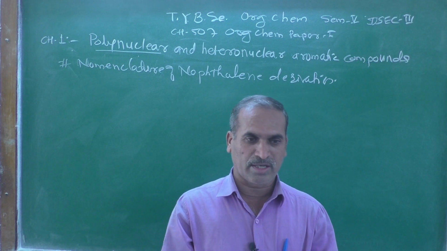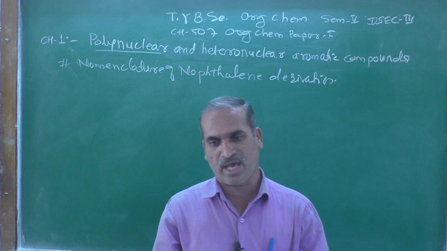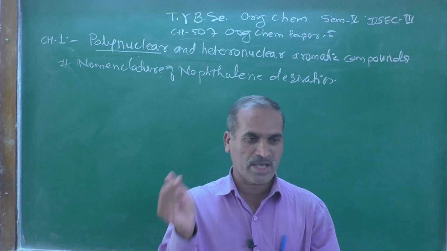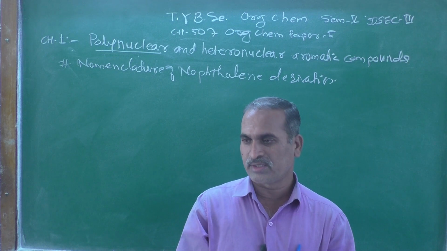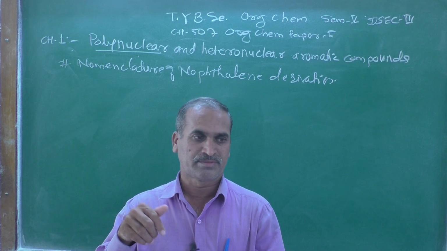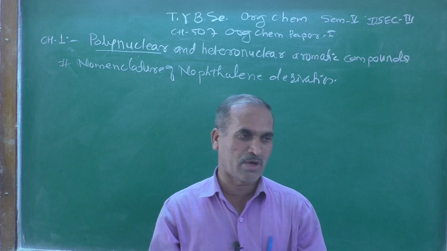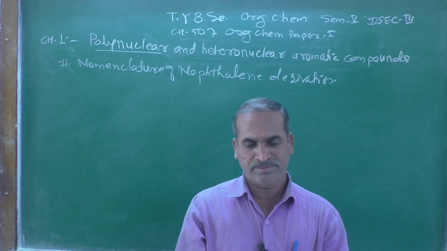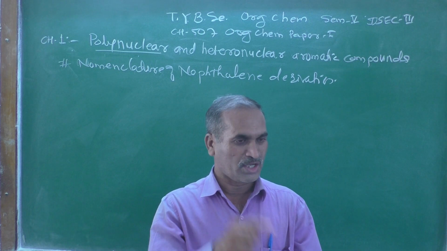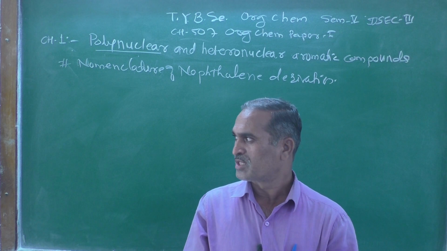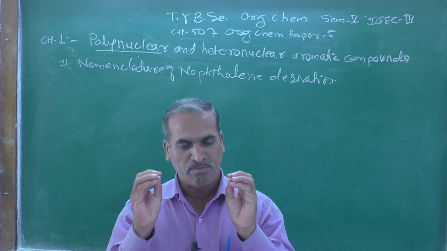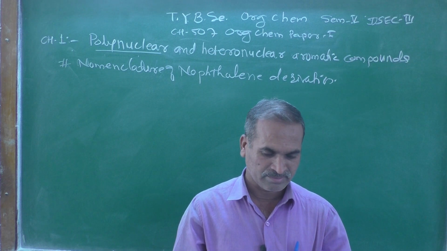Heteronuclear aromatic compound: the name itself suggests that hetero means different, other than carbon atom, like oxygen, sulfur or nitrogen atoms involved in ring formation and obeying Huckel's rule, are generally termed heteronuclear aromatic compounds. So let us see, first one is benzene, a polynuclear aromatic compound.